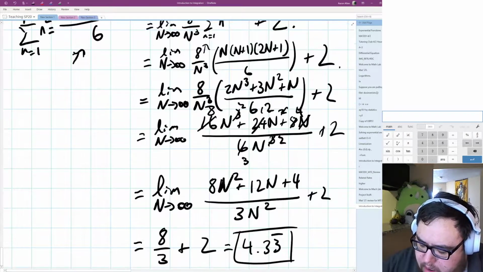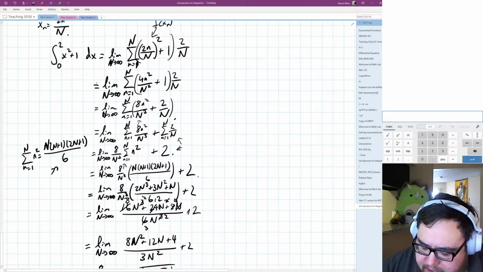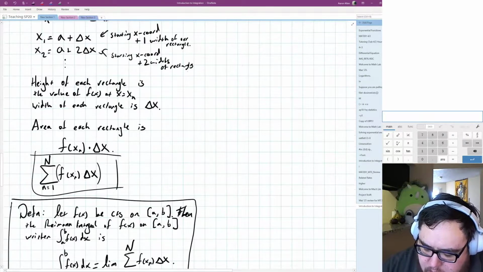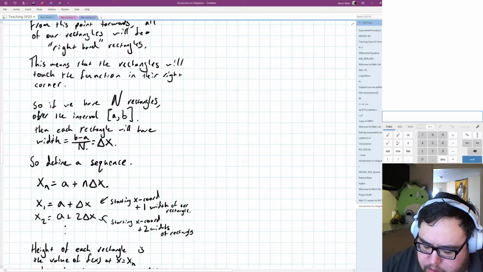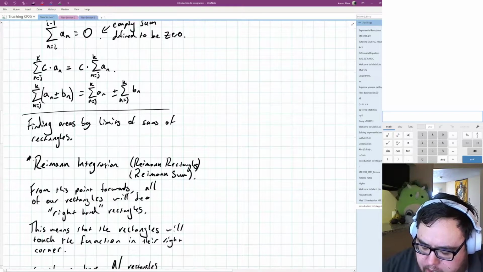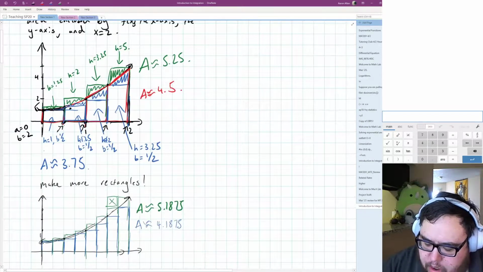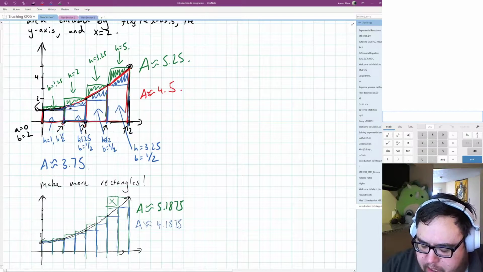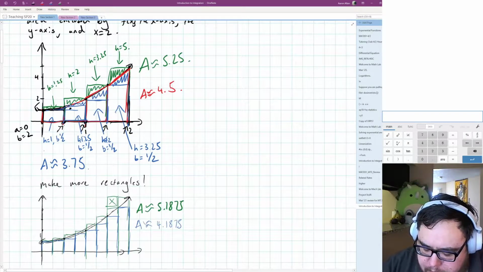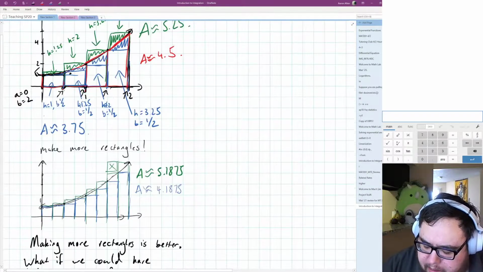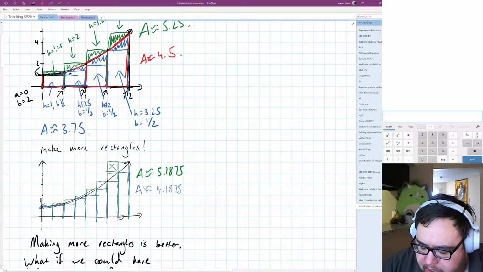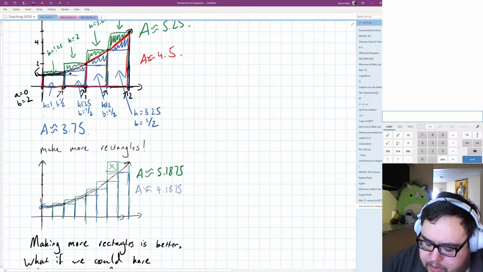And that does sit nicely between our two estimates, right? With our 4 rectangles, we had 5.25 and 3.75. And that 4.5 was close, but it wasn't quite right. It was a little bit too big. And for the 8 rectangles, 5.1875 and 4.1875.